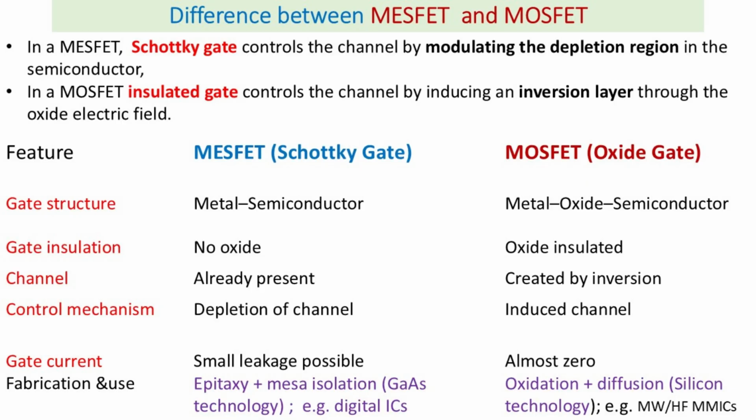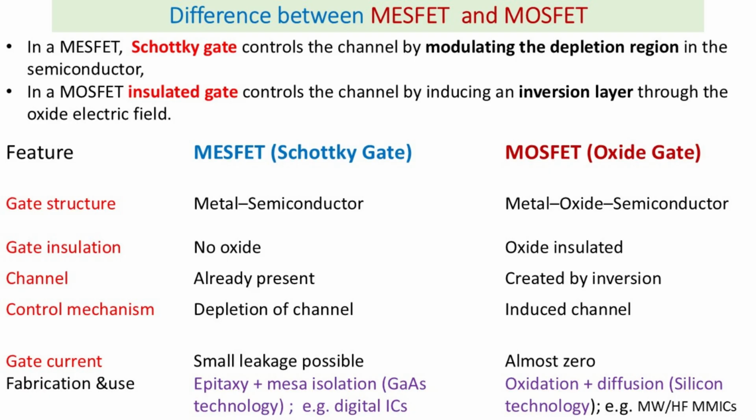This final slide compares the MESFET and MOSFET. In a MESFET, the gate forms a metal semiconductor Schottky junction, and the channel already exists. The gate controls the drain current by changing the depletion region within this channel. In contrast, a MOSFET uses a metal oxide semiconductor insulated gate, and the conducting channel is created by inversion when the proper gate voltage is applied.